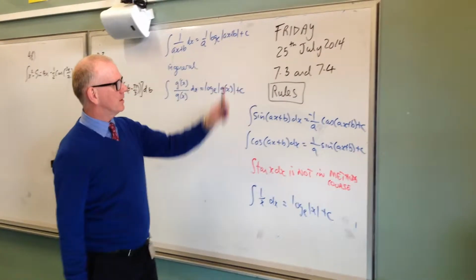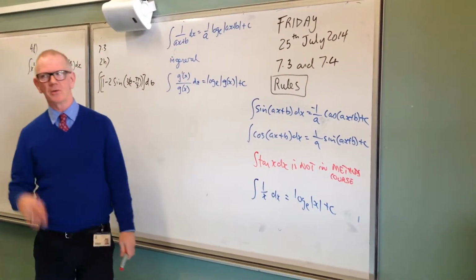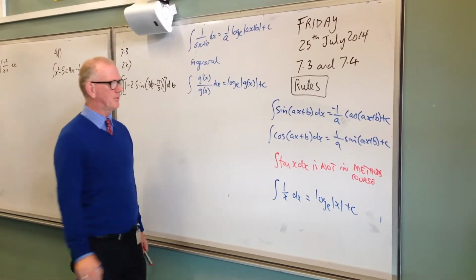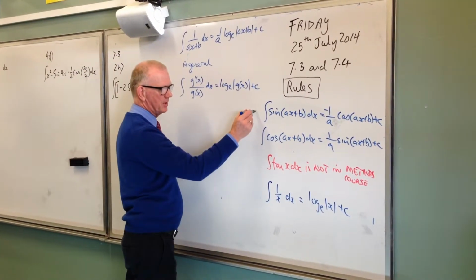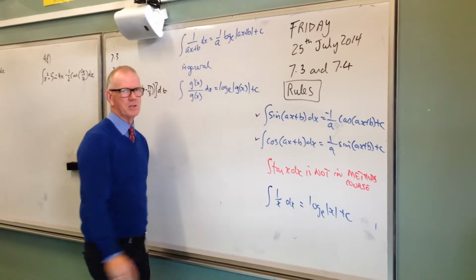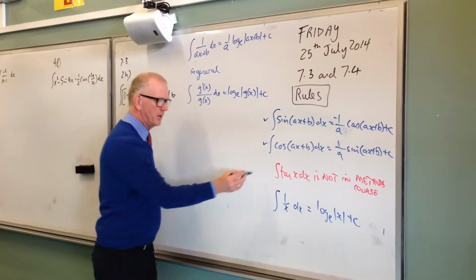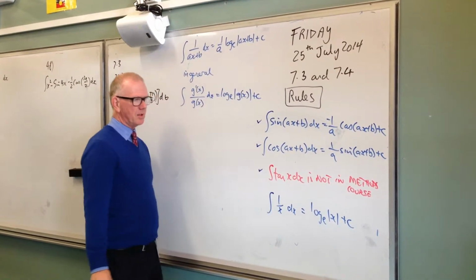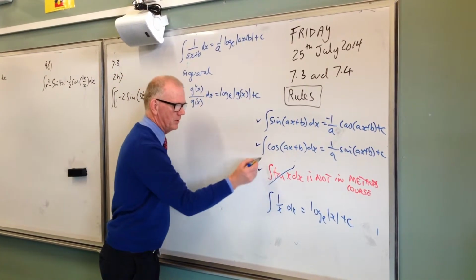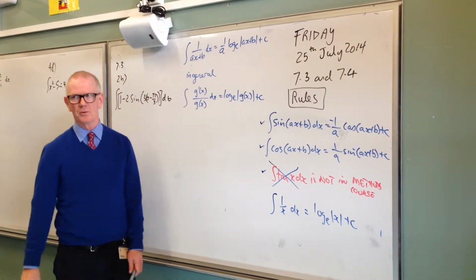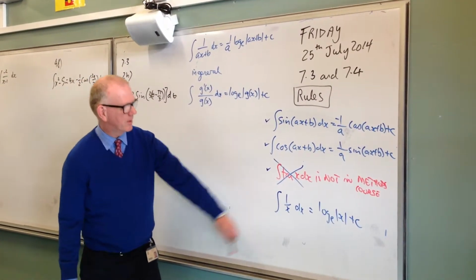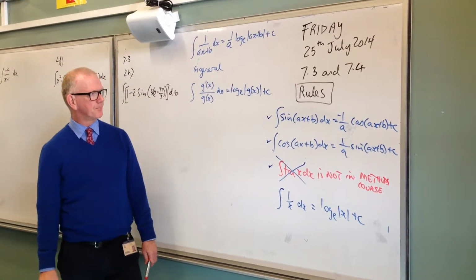Okay, this is methods for the 25th of July. We're covering 7.3 and 7.4. 7.3 is the integration of trigonometric functions sine and cos. The trigonometric function of tan is not in the methods course, so we need to work out what the rule for that is. We're also going to cover the integration of 1 on x.